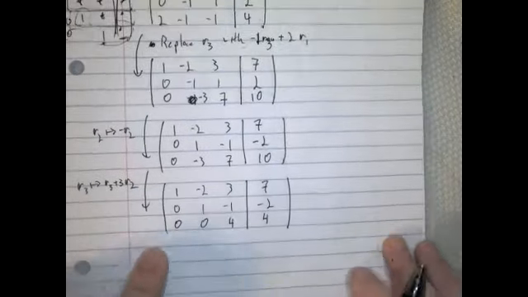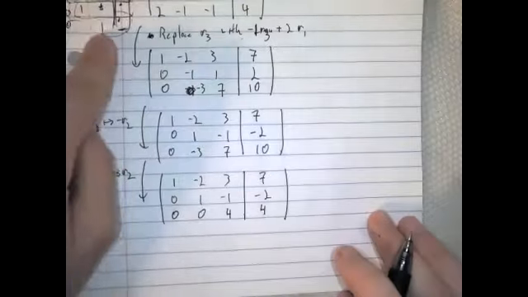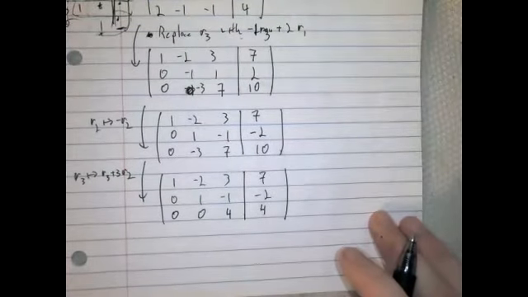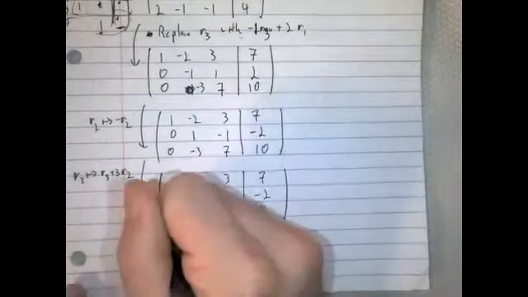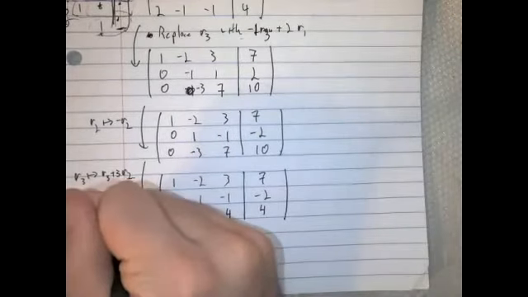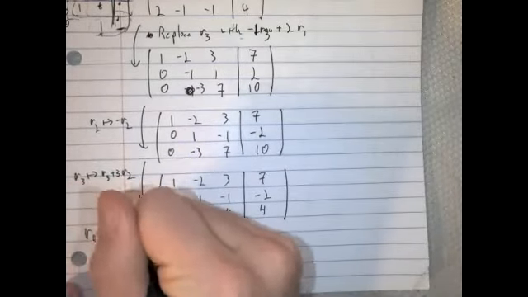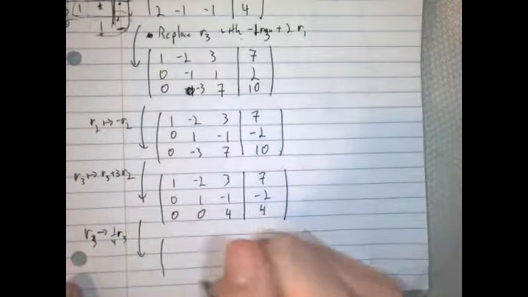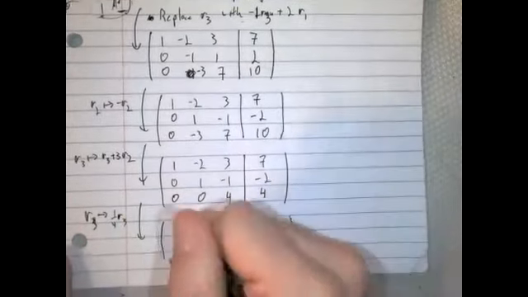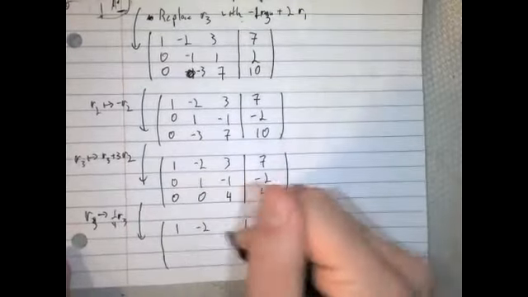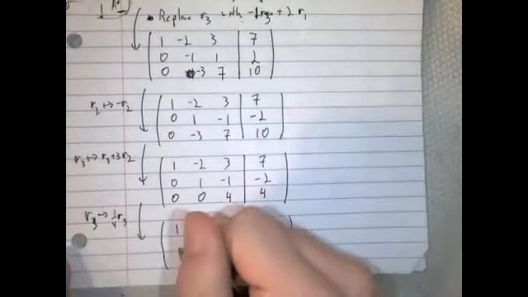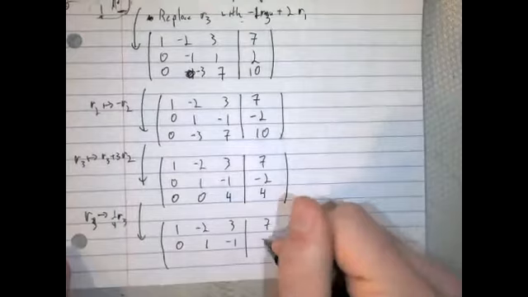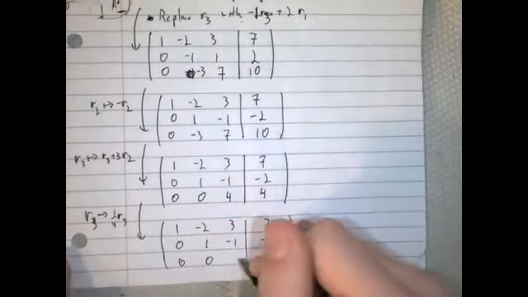Yeah. What's the last thing that I need to do to get it upper triangular? Divide the bottom row by 4. Exactly. Row 3 goes to 1/4 of row 3. And so what I'm left with in the end is 1, -2, 3, 7; 0, 1, -1, -2; and 0, 0, 1, 1.